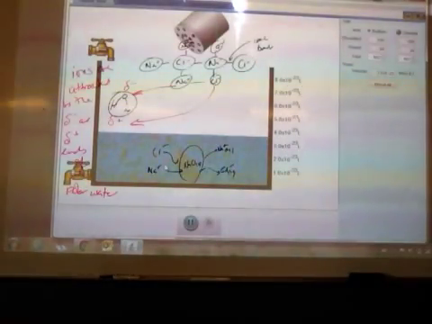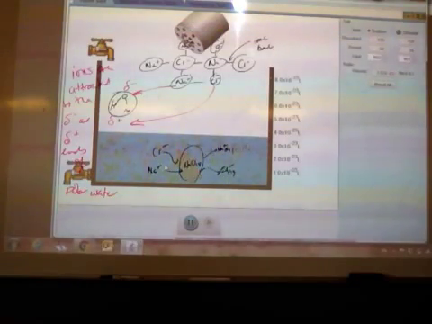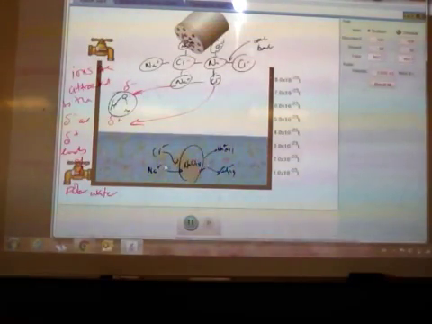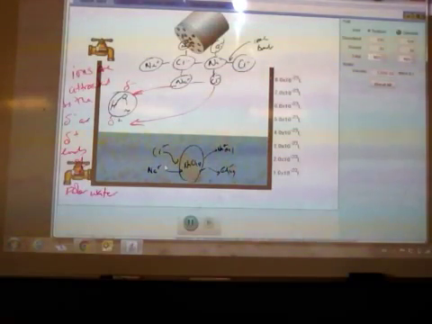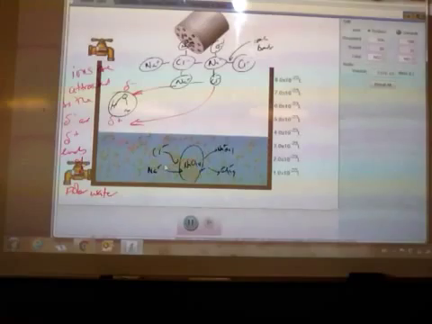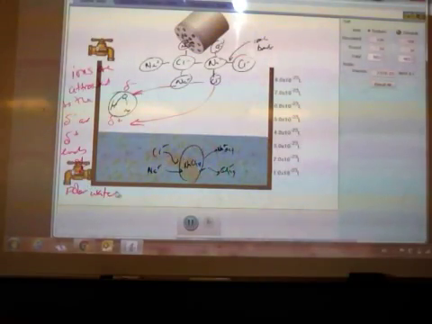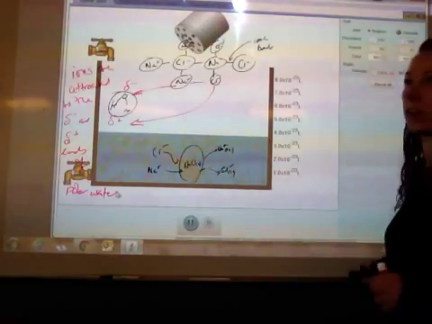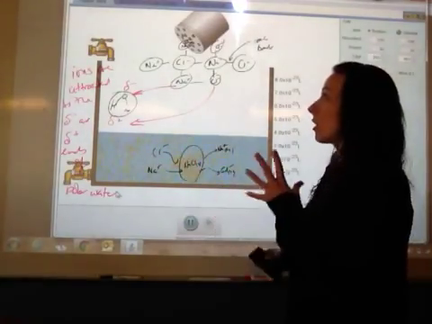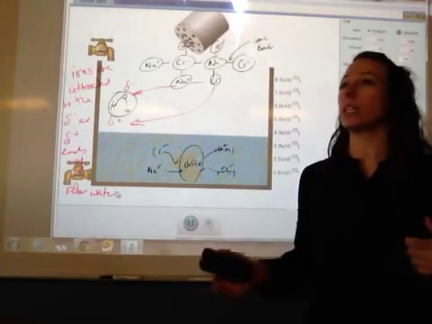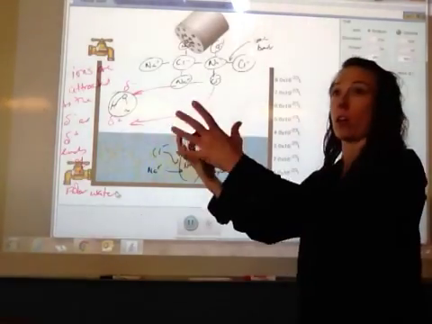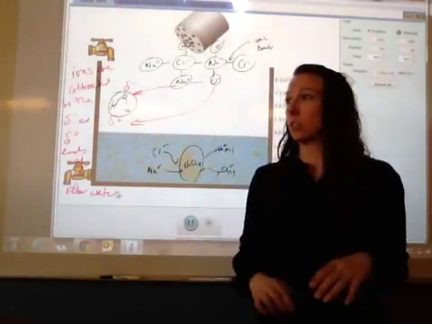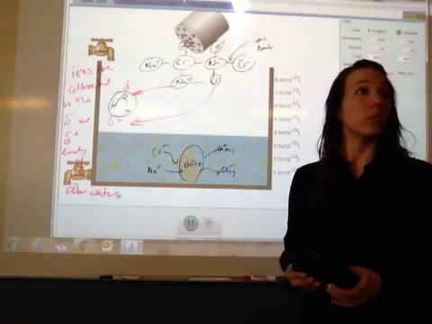Is that what you wrote down? Or something like that? Okay. Everybody okay with that? So I'd like to rub it off the board in a second. Okay, any questions on lattice structure, water polarity, attraction of the ionic compound, and then the attraction of the ions to the water? And does everybody understand why water is such a good solvent?